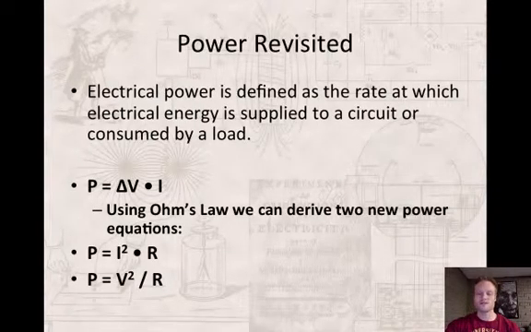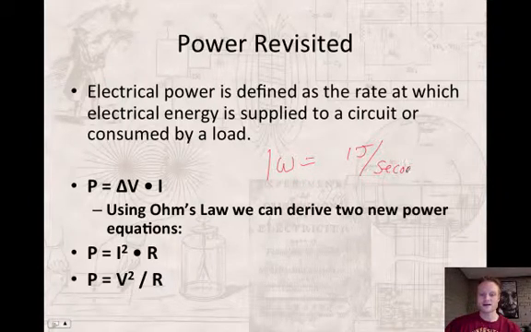Just again, a reminder of what power actually is. Electrical power is defined as the rate at which electrical energy is supplied to a circuit or consumed by a load. So we had talked about, I believe, a few lessons back, that if a light bulb says 60 watts on it, the watt is the unit of power, and basically one watt equals 1 joule per second. And so if you have a 60 watt bulb, basically that bulb every second is using 60 joules of energy.